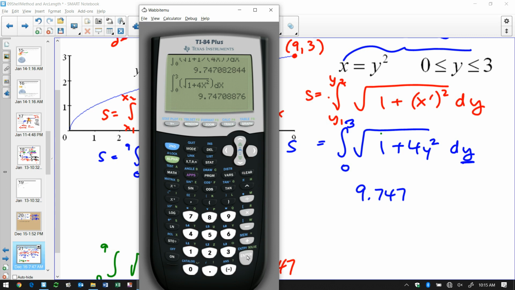Do you get the same number? Yes. So do you guys see the x way or the y way? As long as you solve the equation for x and y correctly, and you got the limits correct, then you'll get the same answer.